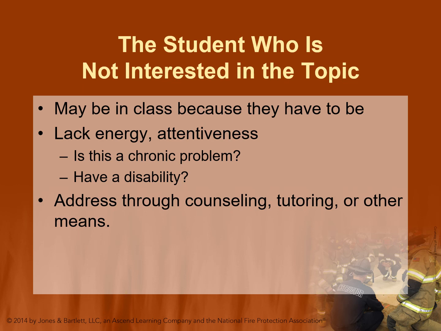We want to ask, is this a chronic problem? Maybe ask some questions. Is there a disability? If they're there with someone else in their department, maybe you can ask and pry around with some questions and find out some information that way. Sometimes we just talk to them and understand the problem. So we can address it through counseling, tutoring, or other means. First thing, probably the best thing to do is counsel. Talk to them, find out what's going on, and then offer up any tutoring, whether that be with one of the instructors or with some of their peers.